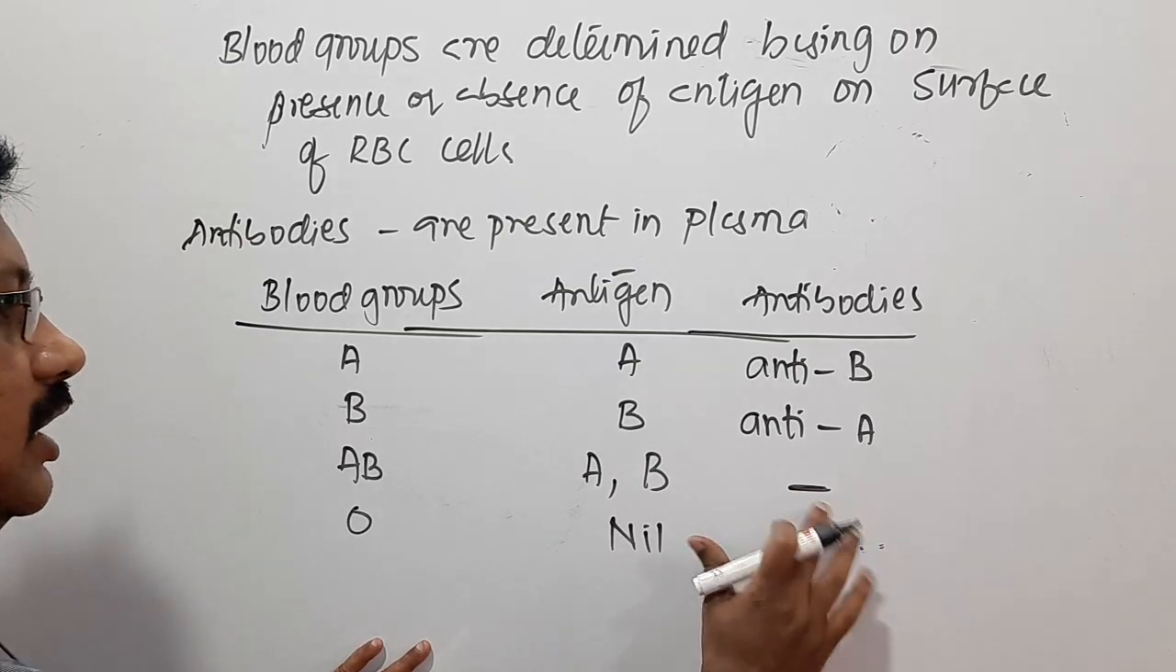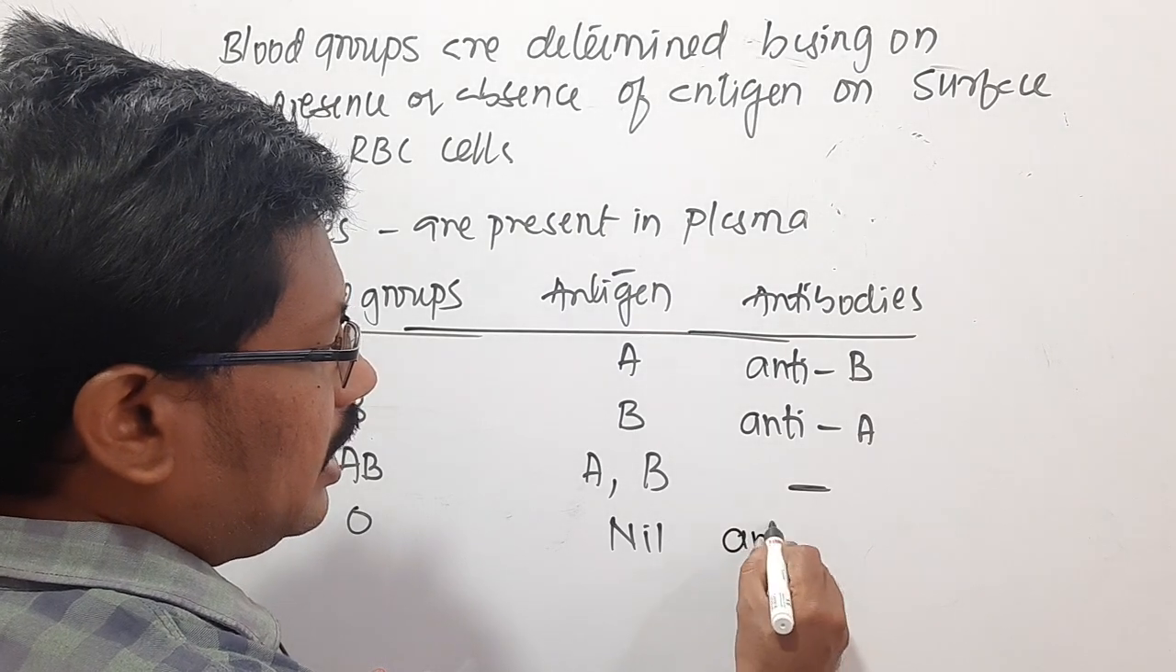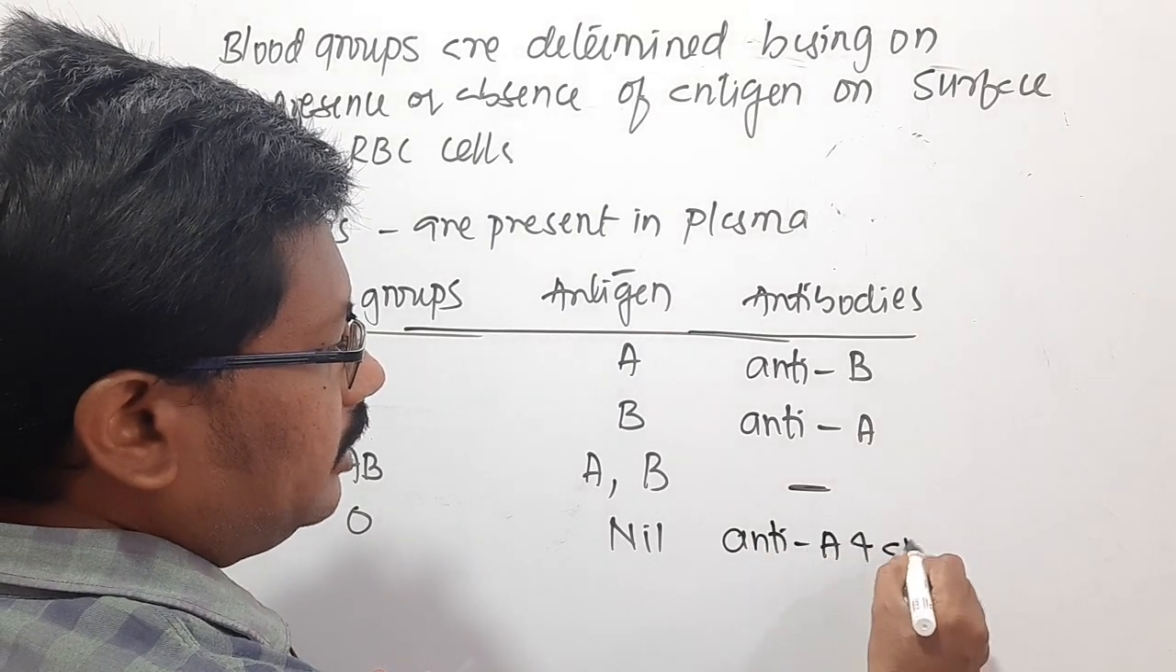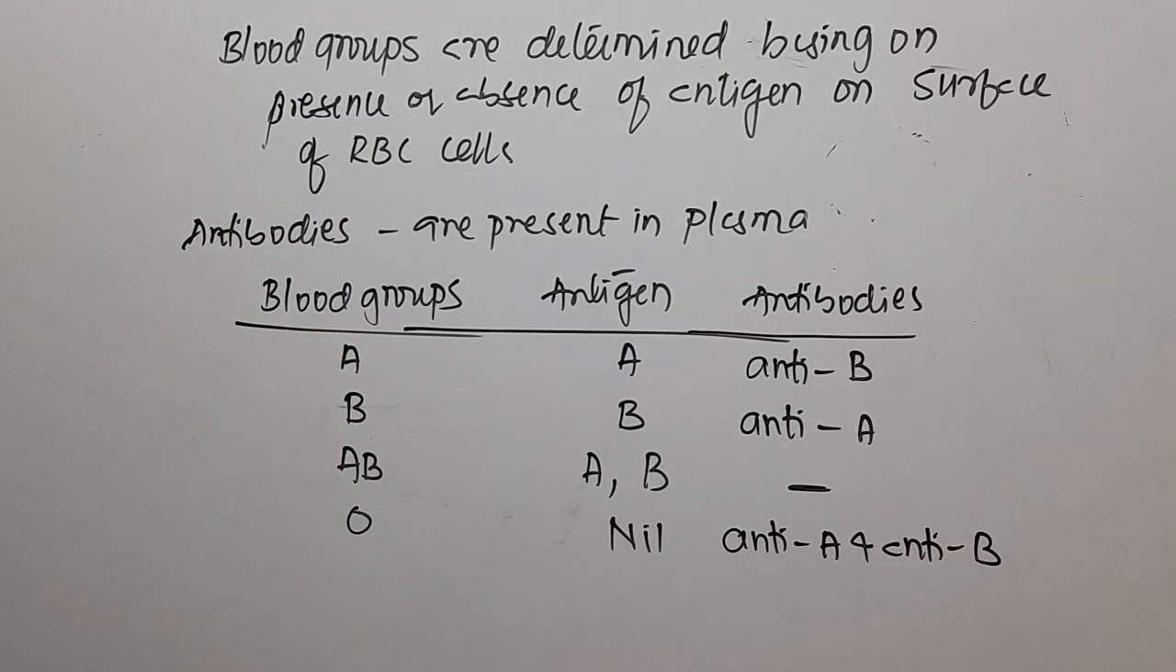Then the person with the O blood group, in this case the person is having both the anti-A and also anti-B antibodies.